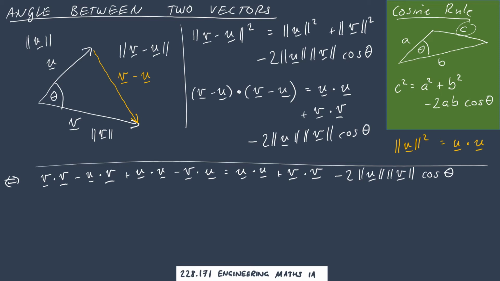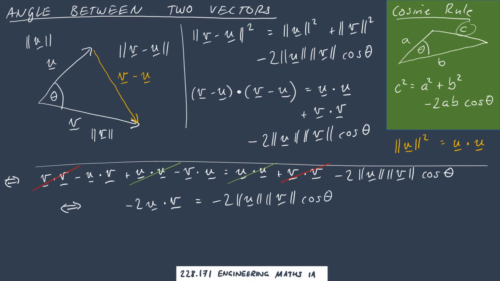Now if we take a careful look, we can see that we actually have some terms that are the same on both sides. So I've got a u dot u here that I can just cancel off, and I've got a v dot v that I can just cancel off. And another property of dot products is that u dot v and v dot u are the same thing. So this simplifies down to negative 2 u dot v is equal to negative 2 length u, length v, cosine theta.